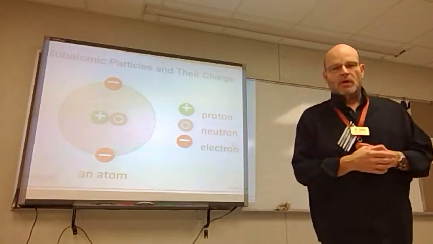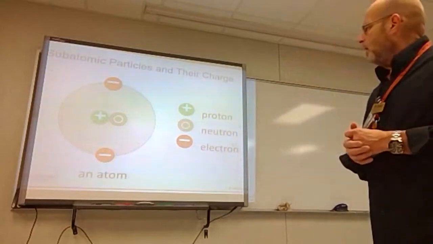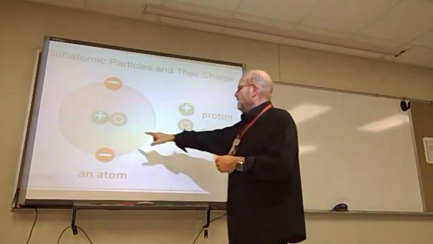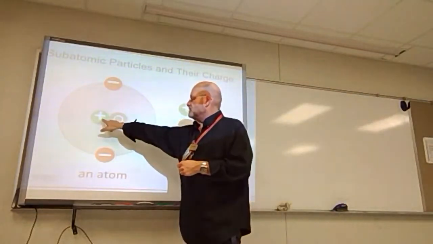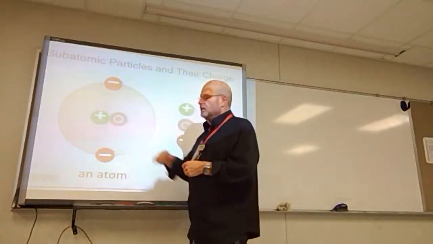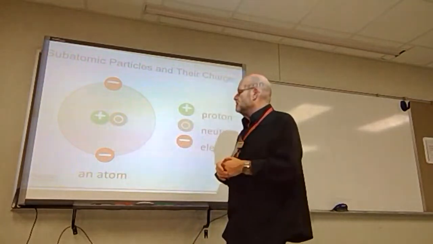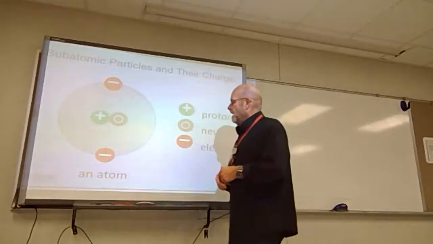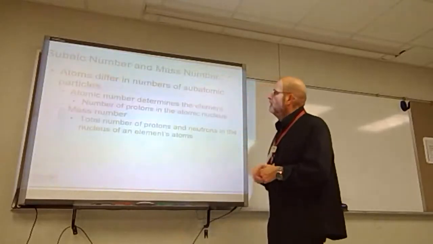That's just a little pictorial demonstration of what an atom would look like. The green and the gray here with the plus, that's the proton, which is positively charged, the neutron, which has no charge at all, it's neutral, and then the electrons, which are found around the nucleus, have the negative charge.